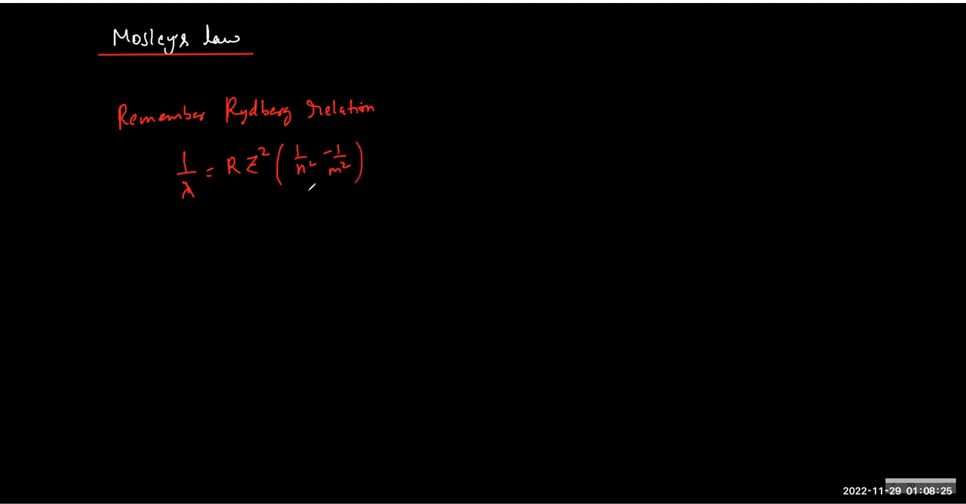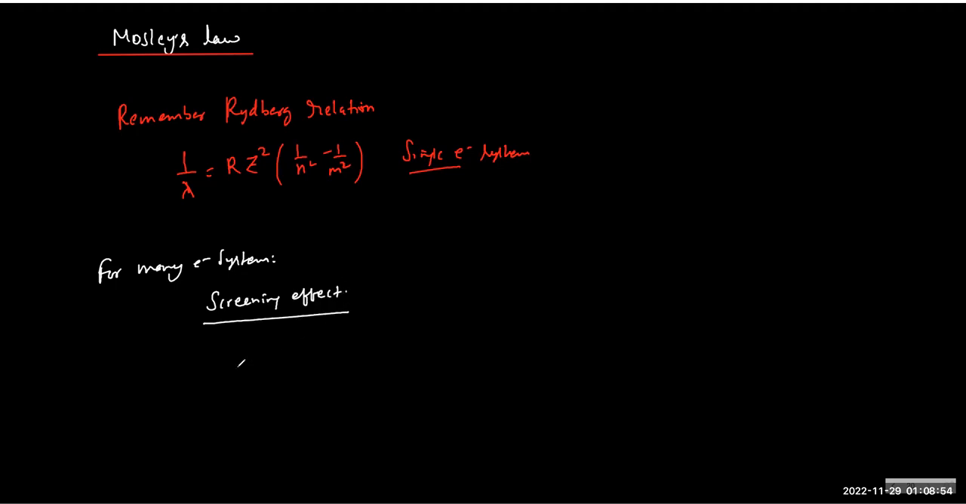Yes or no? No, this was for the single electron system. But for a many electron system, we talk about something called the screening effect or shielding effect. What is screening effect? So you can think of the electron as the cloud model. The nucleus will have the charge Ze. In the first orbit we have two electrons. And if I ask you, can you find the force on this electron? So what will be the force on this electron?